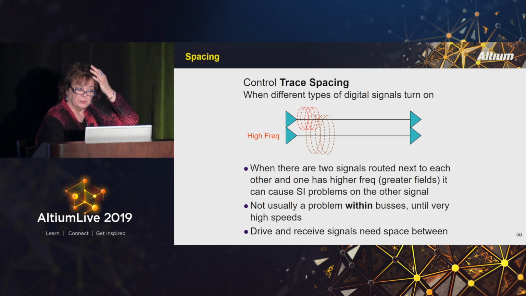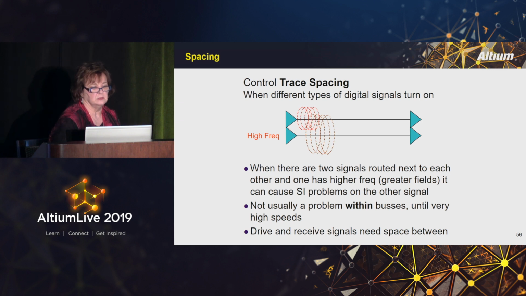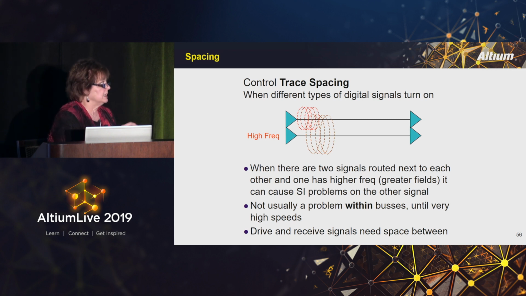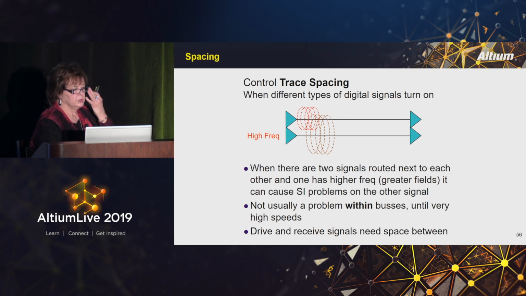Spacing is also very important. When different types of signals turn on, you may have a high frequency part. It's got more energy fields around it, and if you get the signals too close to one another, this signal turning on could turn on this signal here or that bus there as well. So when you're routing two of them and they're different from one another, try to put a little bit of extra space between them rather than what you would put between a bus.